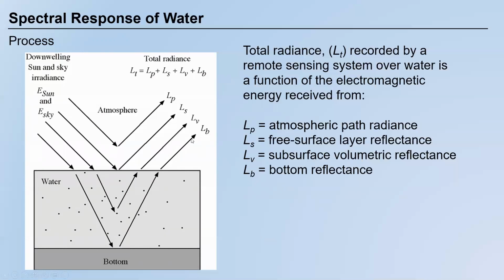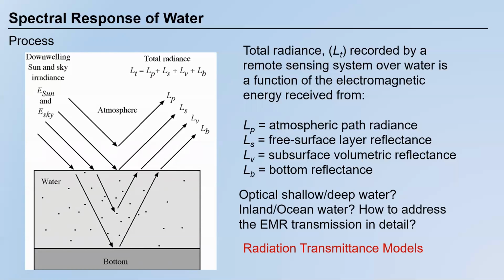So you can see that depending on the specific application you are carrying out, different components of this equation are important to you, and the rest of them are not important to you. And you need to eliminate them from this equation, from LT, to make sure that the information you have is the information you need. Okay, and what is making this process more complex is that there are optically shallow and optically deep waters.